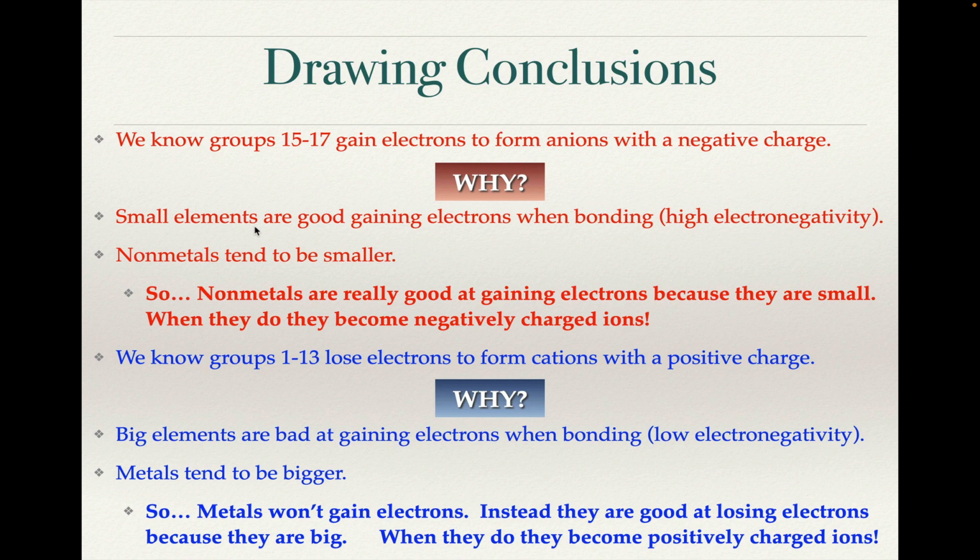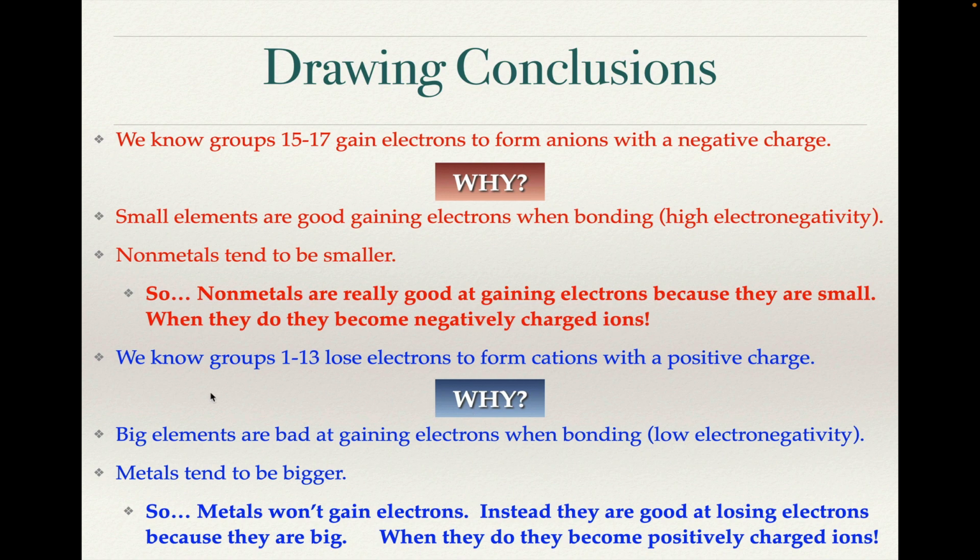Sometimes teachers talk about they have 7 valence electrons or 6 valence electrons and they want 1 versus giving away 7, which is not really wrong, but it's not really why. It's just a mechanism of what happens. The reason why they gain electrons, the reason why they become anions, is because they are small, okay? And they have what's called high electronegativity, okay? So our final answer here is nonmetals are really good at gaining electrons because they are small. When they do, they become negatively charged ions.